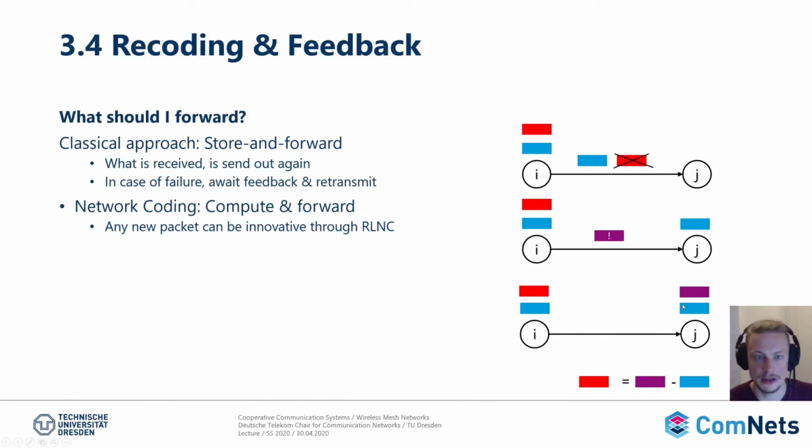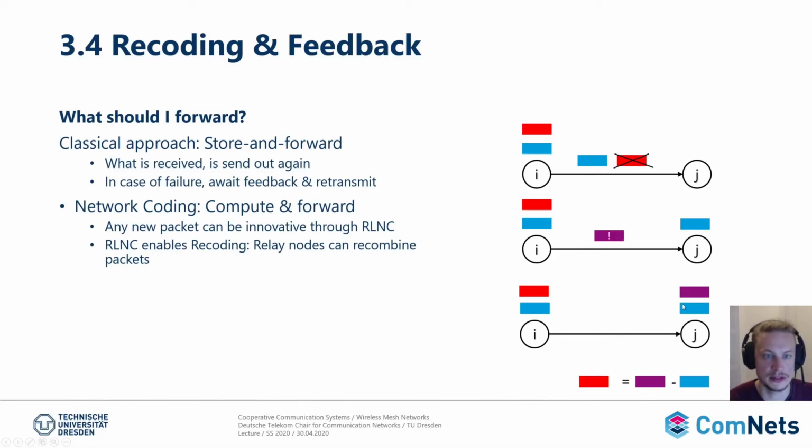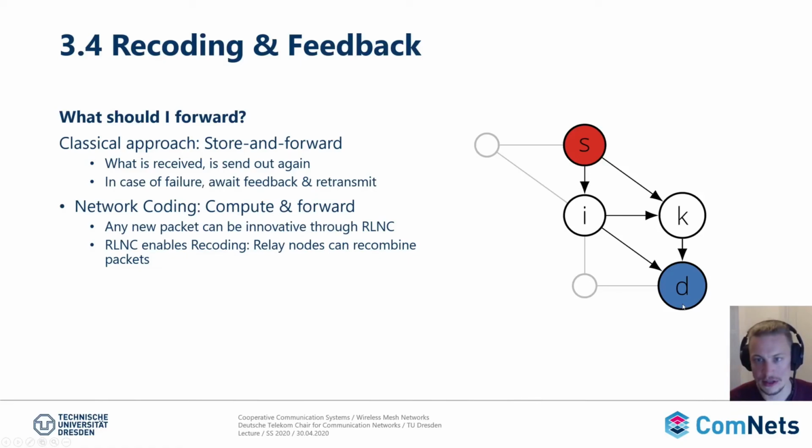The property of always sending innovative information is especially interesting for mesh networks, as they can also do it at intermediate nodes, because RNC enables recoding, so that relay nodes can recombine packets they have received and then always send something new to their next hop. This is especially interesting for complex multipath topologies, which I will discuss in more detail in the next lecture. Also, no signaling is necessary for which packet a node should forward, because they can always create new color shades by varying how they combine their input packets.